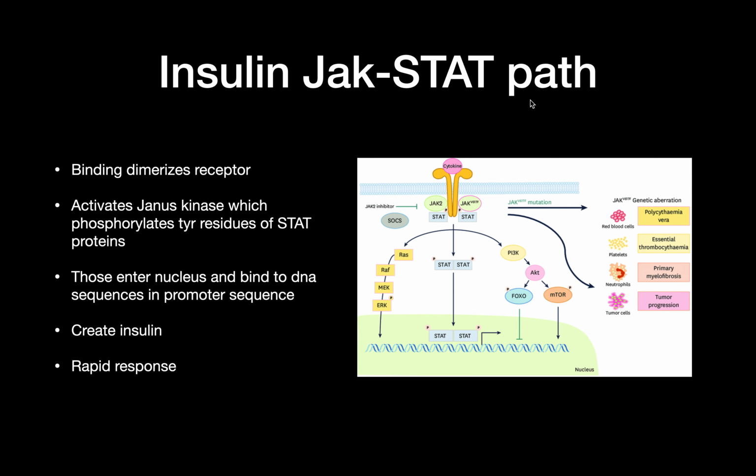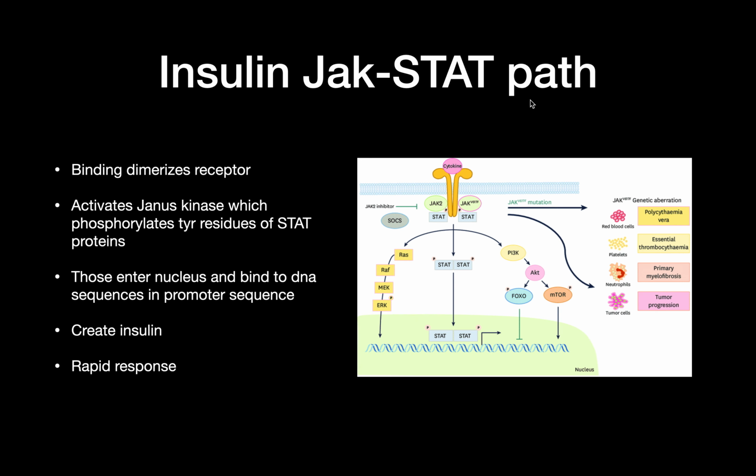So the genetic aberrations that involve the JAK pathway are polycythemia vera, essential thrombocythemia, primary myelofibrosis, and then the progression of tumors. So cytokines are secreted from the leukocytes. They stimulate humoral and cellular immune responses. Lymphokines are made from the lymphocytes, and monokines are made from the monocytes or the macrophages. Interleukins will affect the cellular response of the leukocytes, and growth factors target cells of hematopoietic origin.